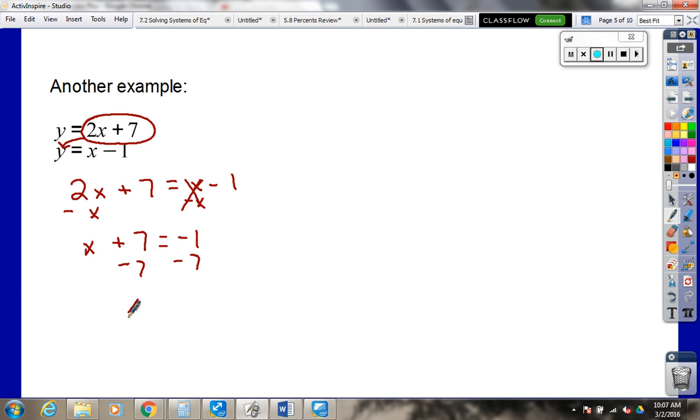Subtract 7, and I get x equals negative 8. Same answer as last time. Now Olivia, how am I going to find out what y is? Substitute. Good. It doesn't matter which equation I use, I'm going to use the second one: y equals x minus 1. So x is -8 minus 1, what's that?